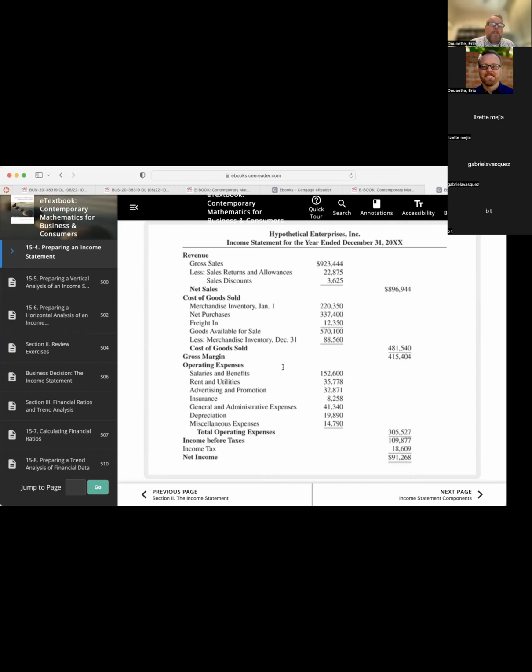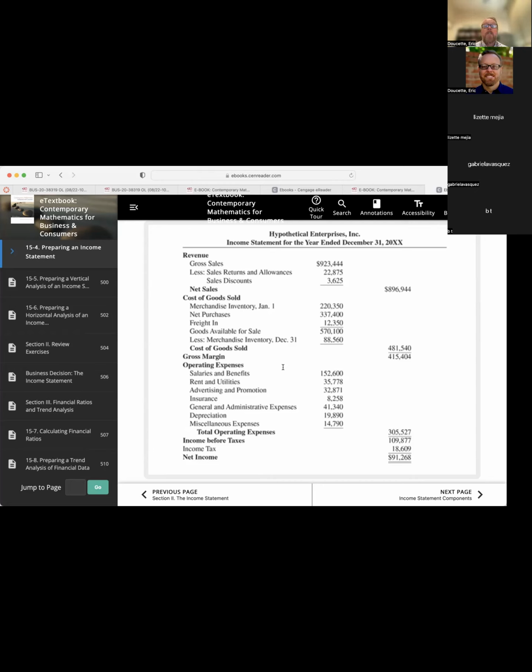Minus, in this case, returns and allowances, because people do bring things back, right? Things get lost, things get stolen, etc. So in this case, they actually determined that loss or those returns that they, even though they resulted in sales, they have to be taken back out, right? Because they were brought back to the store, they were returned. So in this case, it was $22,875 worth of returns, and there was some discounts that they gave as well.